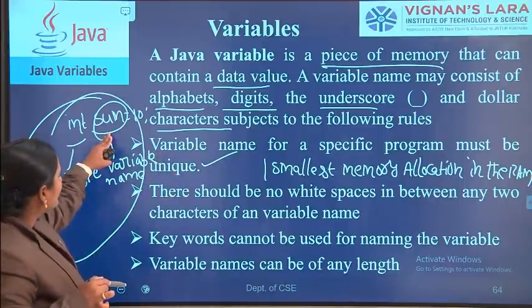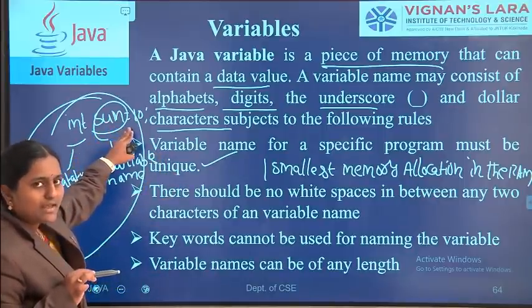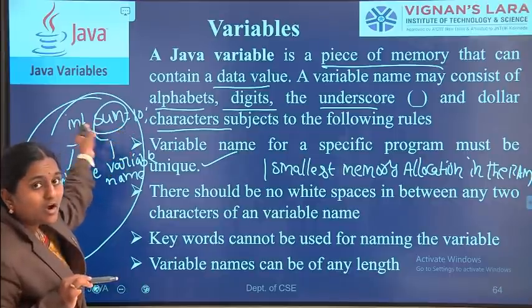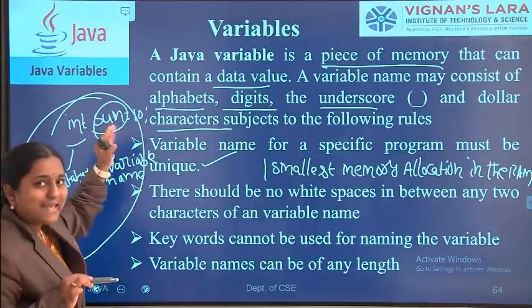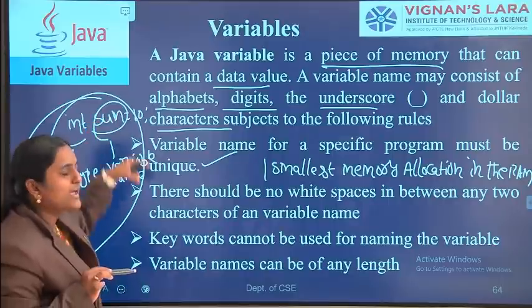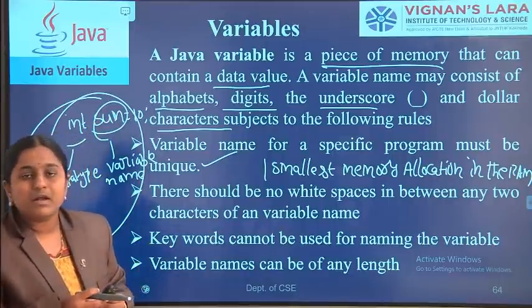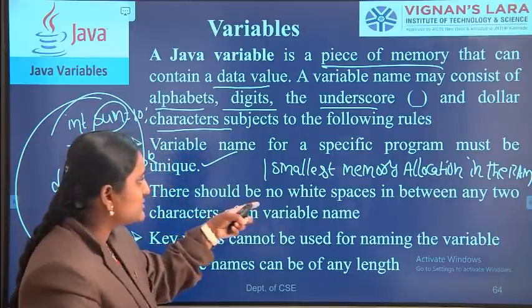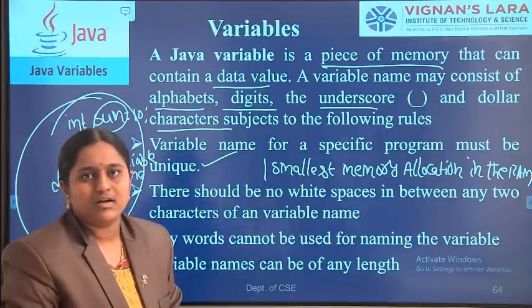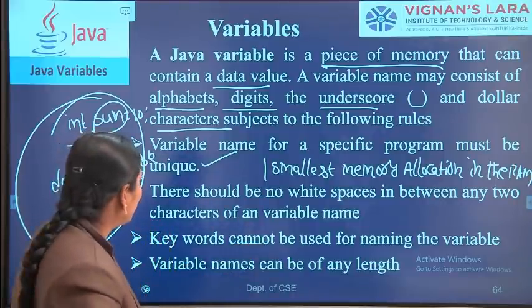So if we have already defined a variable, in that program we can't define the same variable name again, because a variable name for a specific program must be unique. Okay, so next point.